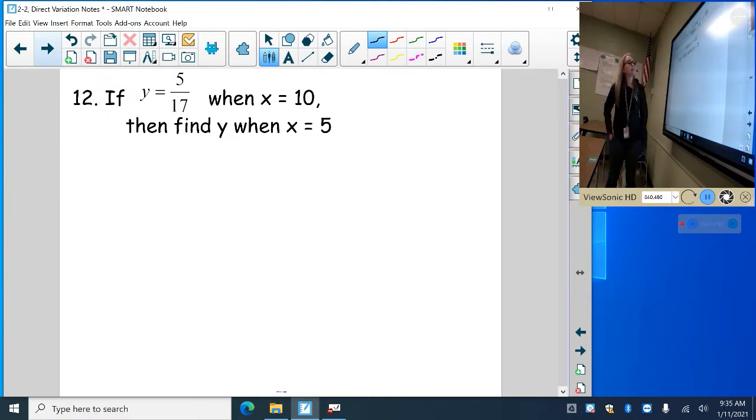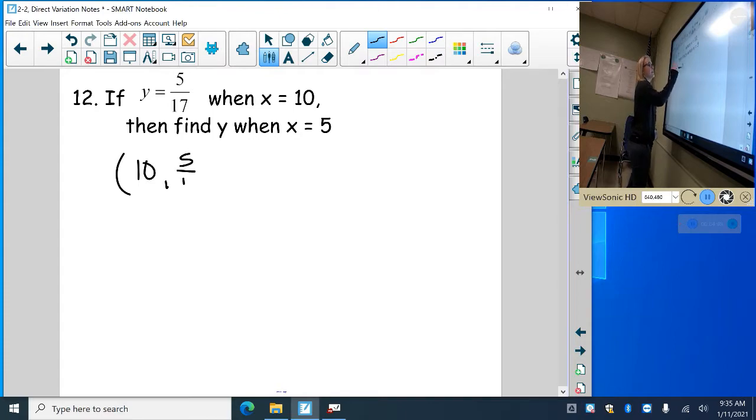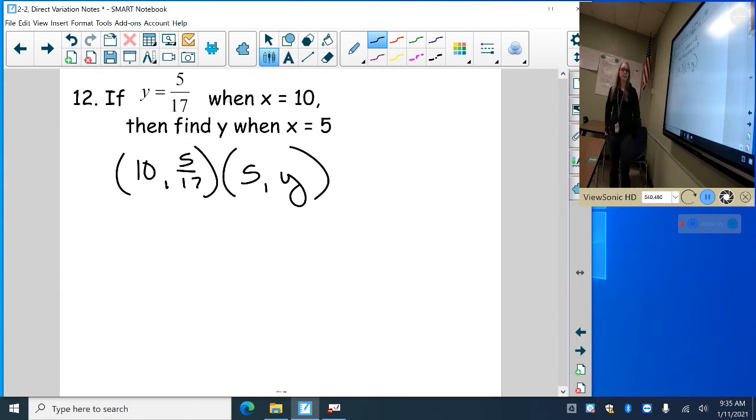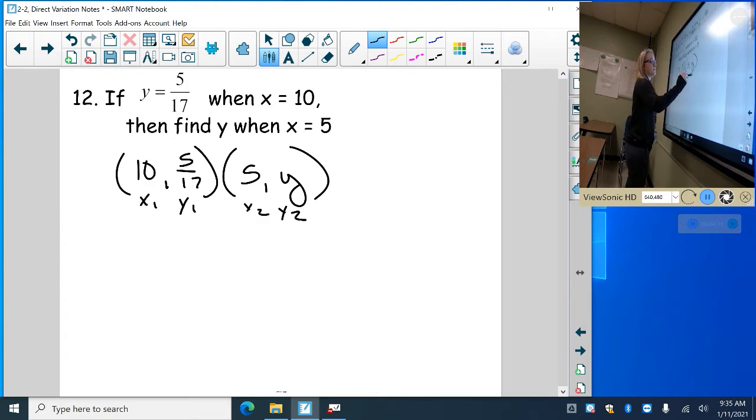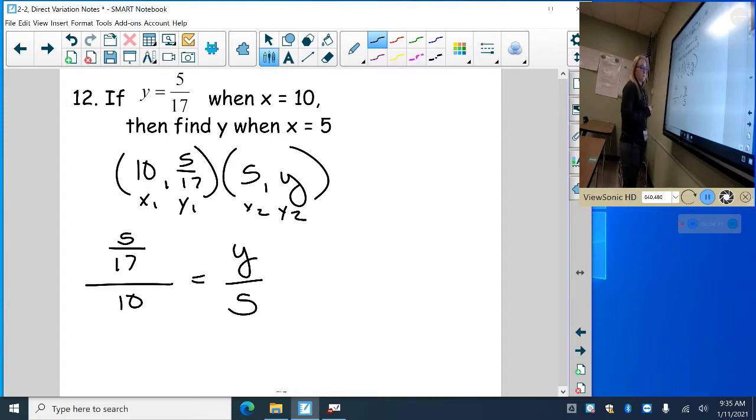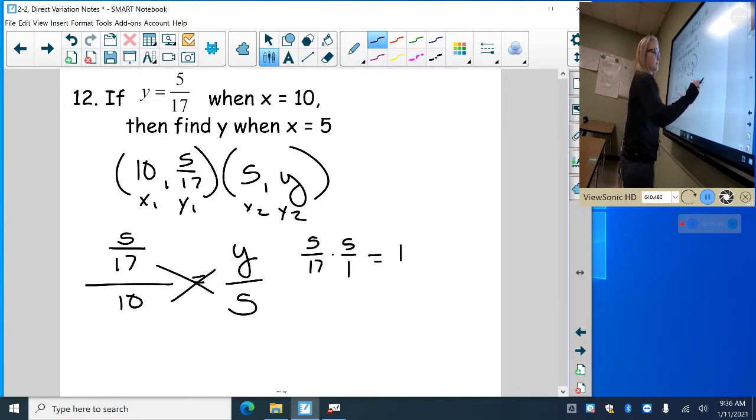If y equals 5/17 when x equals 10, find y when x is 5. So I have my 2 points. I'm going to set up my proportion again. So I have 10, 5/17 and 5, y. This time we're not given the y, but we can still set up our proportion. I'm going to label it x1, y1, x2, y2. I'm given 5/17 over 10 equals y over 5. Now do your cross multiplication: 5/17 times 5, 10 times y. This gives me 25/17.